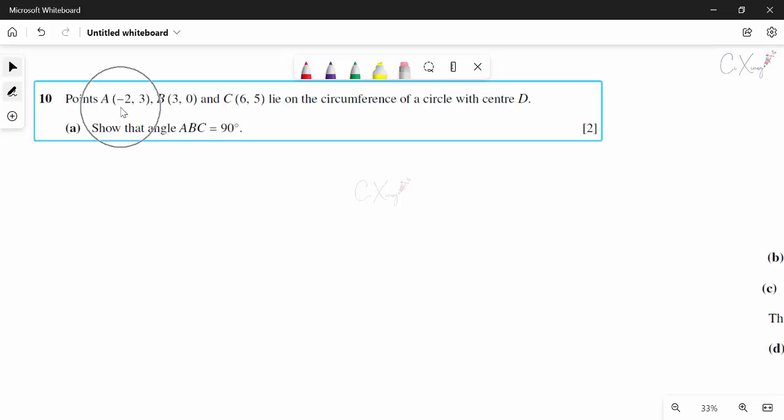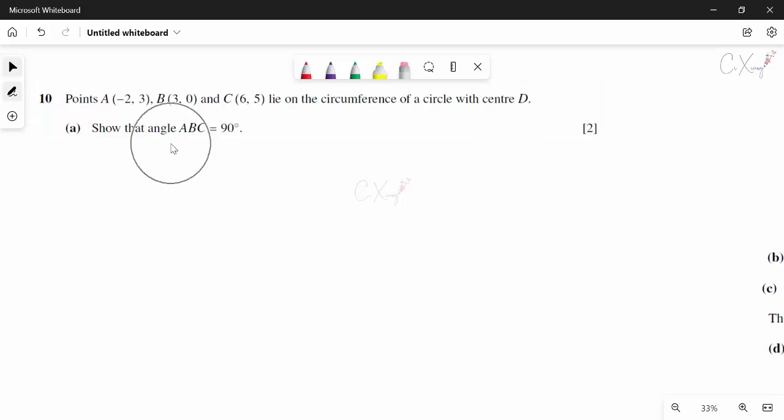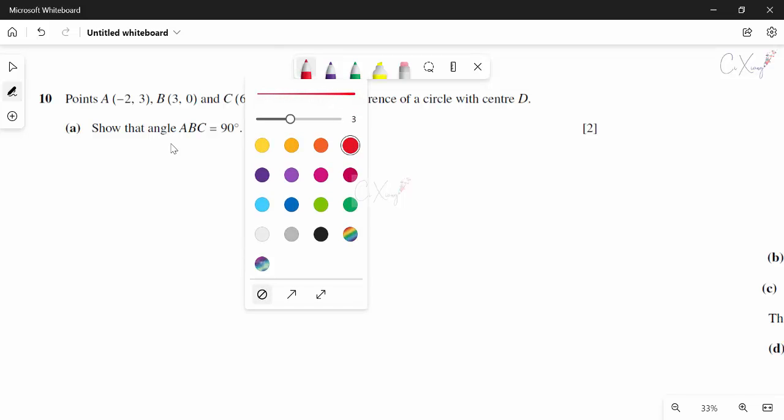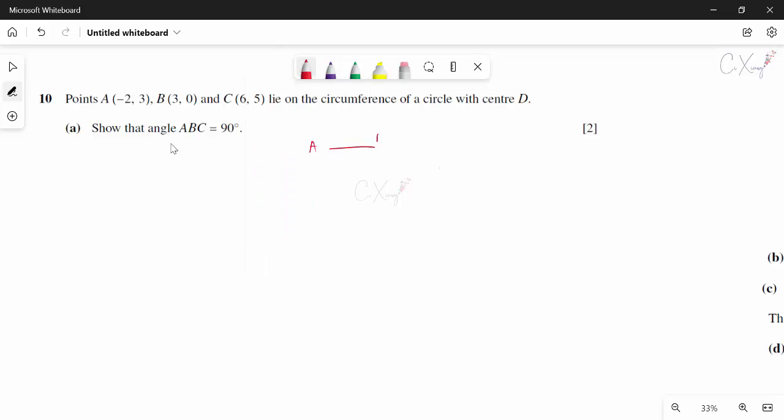We are given 3 points here, and all of them are lying on the circumference of a circle. The center of the circle is D. First, they want us to show that the angle ABC is 90 degrees. So to find the angle ABC, this is A, this is B, and this is C. To show that it is 90 degrees, you can use the gradients of perpendicular lines. First, find the gradient of AB, and after that the gradient of BC. Then we use the property of perpendicular lines.